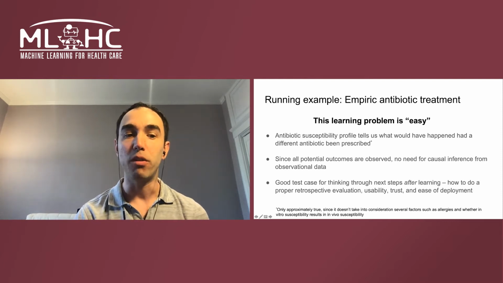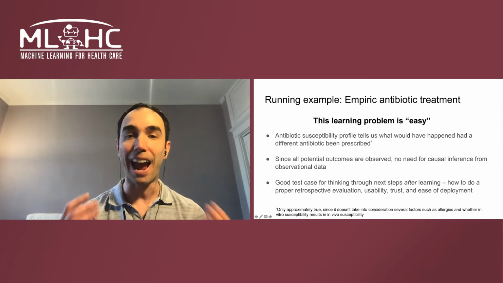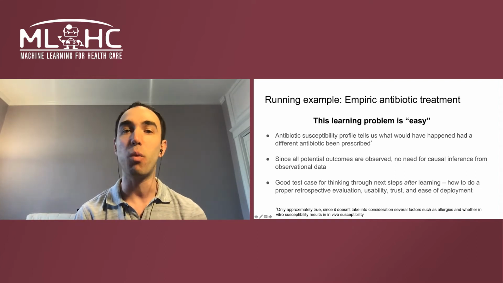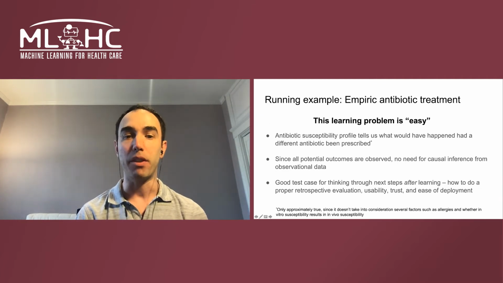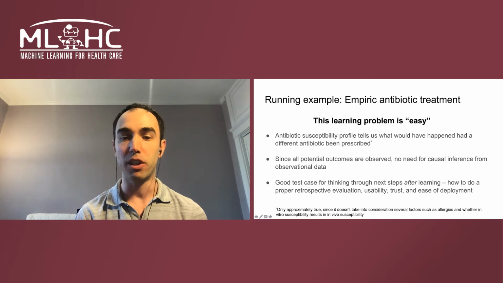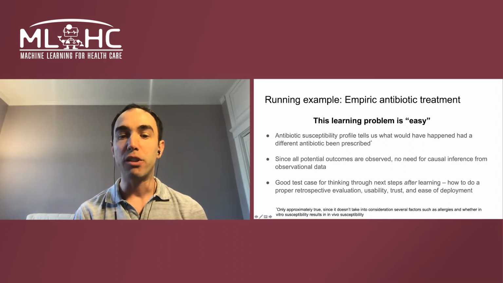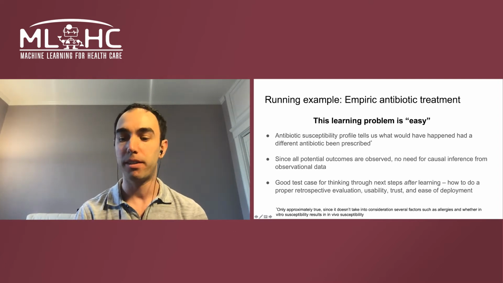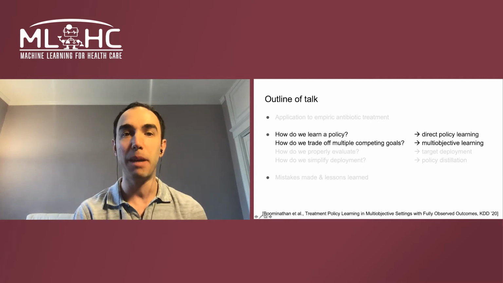We think that this will be a really good test case for thinking through next steps for what we should be doing after learning. For example, how does one do a proper retrospective evaluation? How does one think about the usability of treatment suggestions by machine learning algorithms? How do we address questions of trust and ease of deployment? So let's begin by thinking about how do we learn a policy.